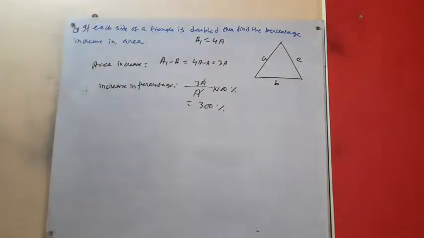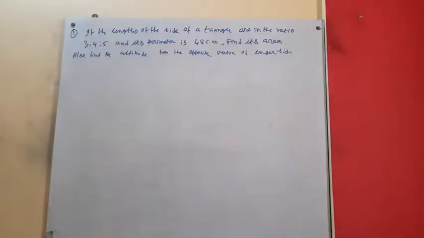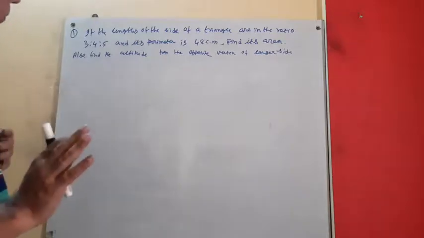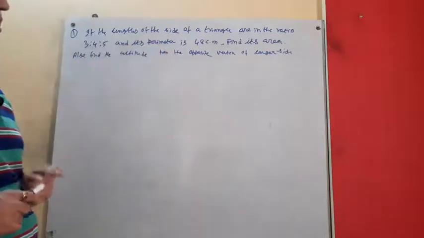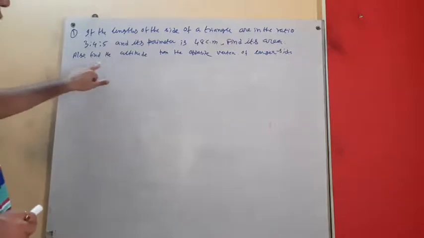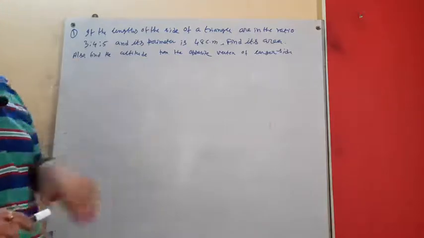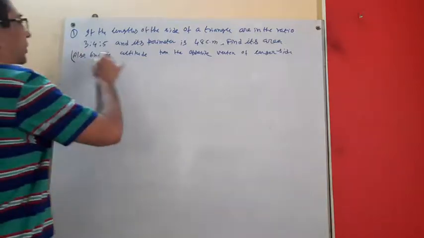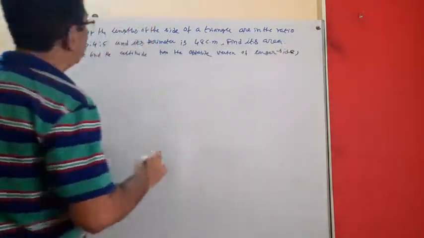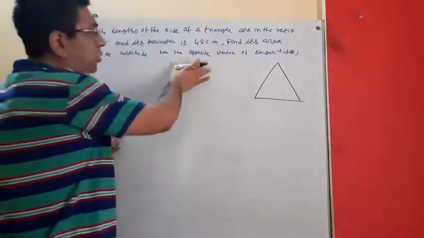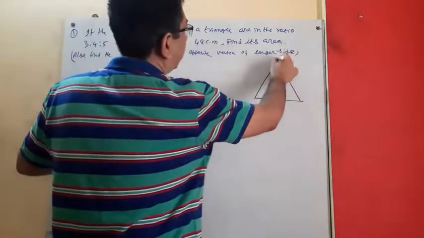Okay. Now we'll do the next one. Look, this is a very good one. If the lengths of the sides of a triangle are in the ratio 3:4:5, the lengths of the sides are not given, but the perimeter is given, find its area, and also find the altitude from the opposite vertex of the larger side. This part I have added, because this is a very important part. It is given in some other book, so I have added this one, a very easy one.